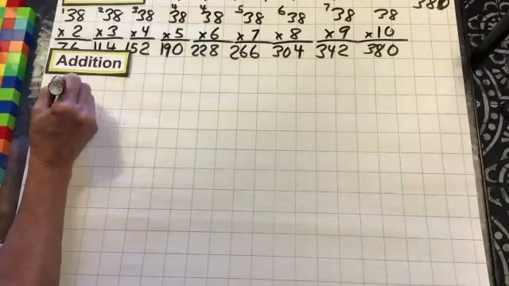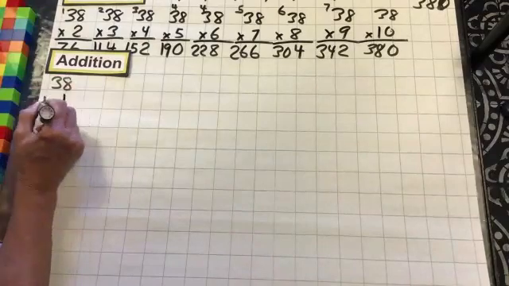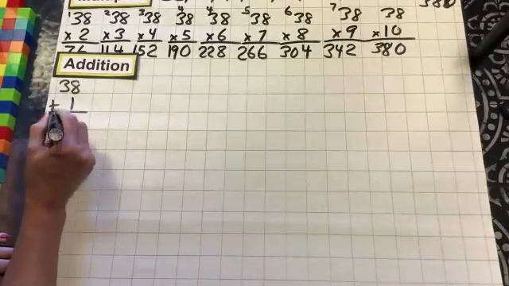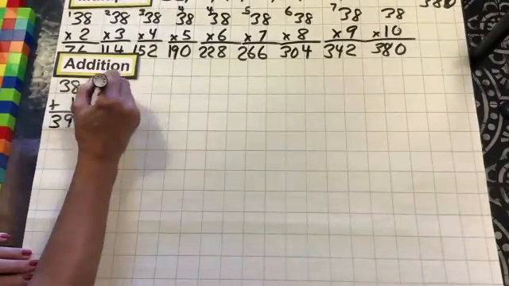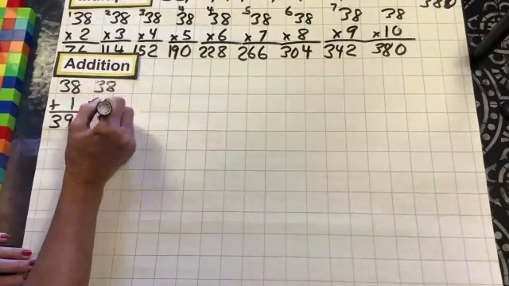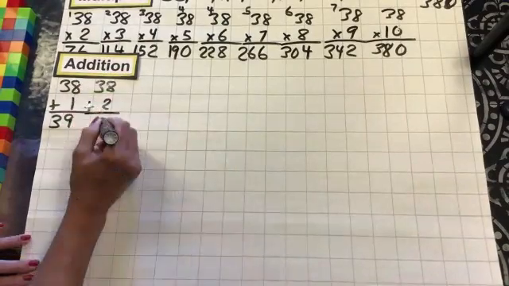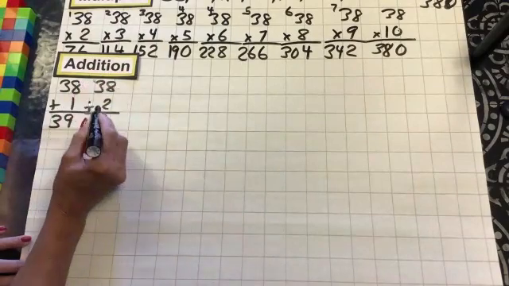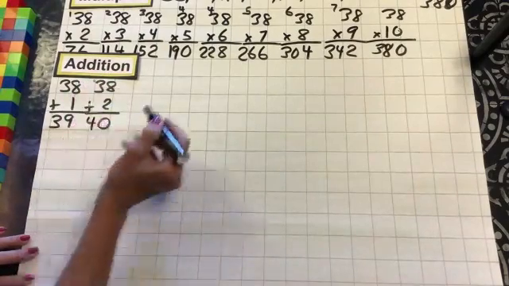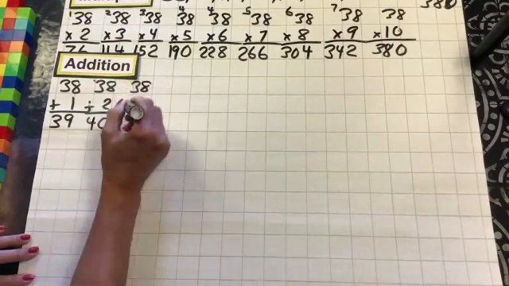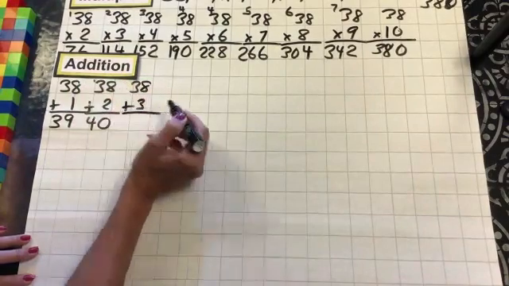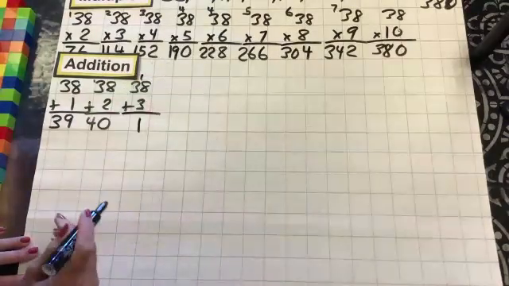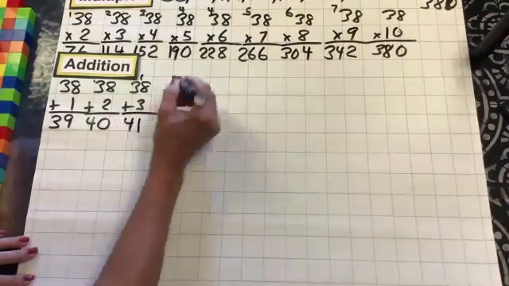So 38 plus 1. 8 plus 1 is 9. 3 plus nothing is 3. 38 plus 2. 8 plus 2 is 10. Drop the 0, carry the 1. 3 plus 1 is 4. 38 plus 3. 8 plus 3 is 11. Drop the 1, carry the 1. 1 plus 3 is 4.